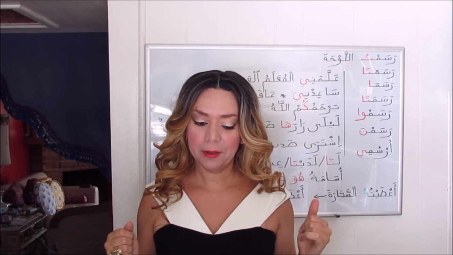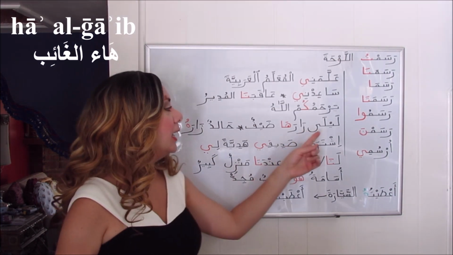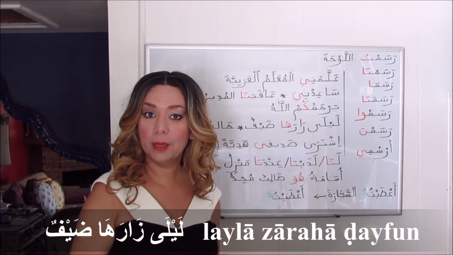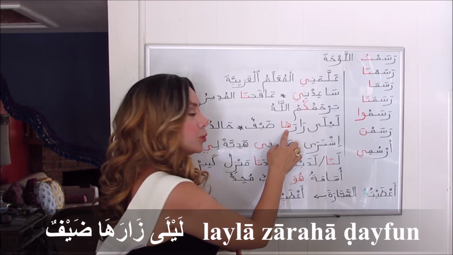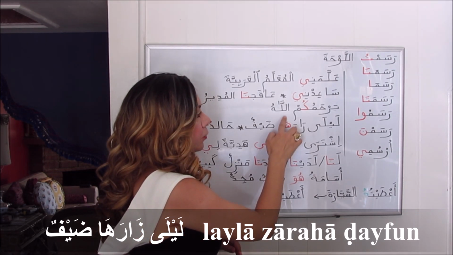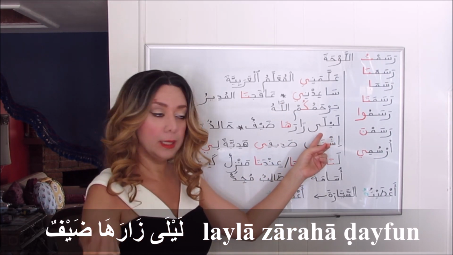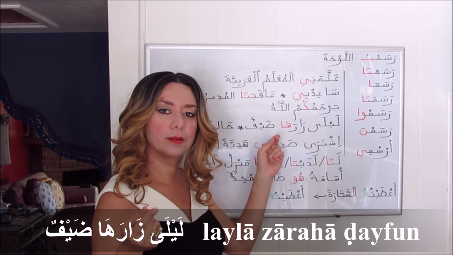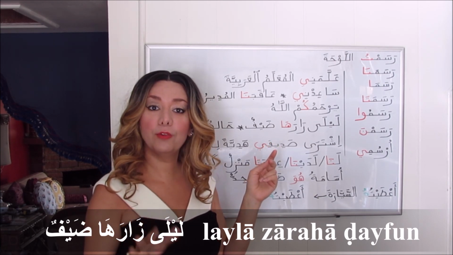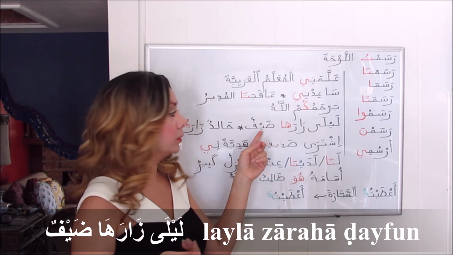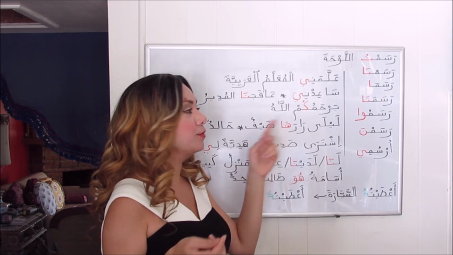Now we have the ha of the third person, ha'u al-ghaibi. ليلى زارها ضيف. So Layla is a female given name. Zara, to visit, and ha referring to the antecedent. And since this is a feminine noun, we have to use ha. Ha is the enclitic form of she, third person singular feminine. Zaraha dayfun. Dayfun is the subject of zara.